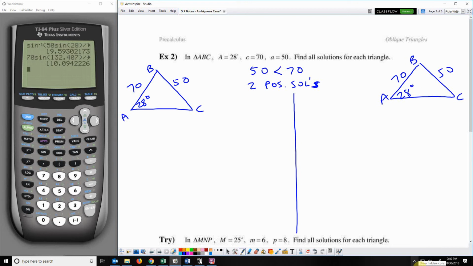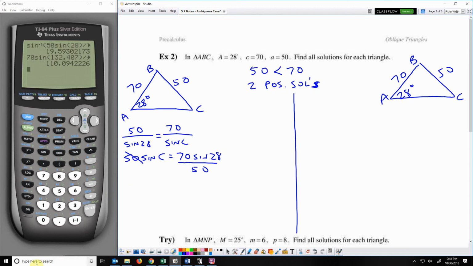Okay, so first we'll start out by finding the measure of angle C. So 50 over sine 28 equals 70 over sine C. Okay, we'll do our cross products. So we get 50 sine C equals 70 sine 28, and we'll divide by 50.